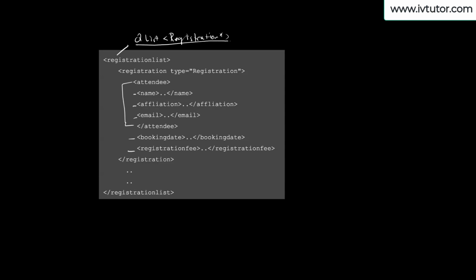This is what you need to eventually end up with, and a registration is made up of everything that you can see here. So it's a class with a booking date, a registration fee, and a person instance. And that person instance is a name, affiliation, and email. That's all you are doing. So that's a registration, that's a list.